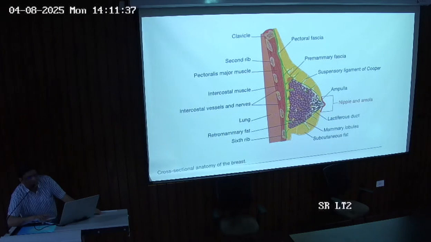Now, the new word here is the suspensory ligament of Cooper. Why is it important? Because if any malignancy or any chronic inflammatory condition involves this, then there can be dimpling in the breast, which is a very important clinical sign of malignancy.